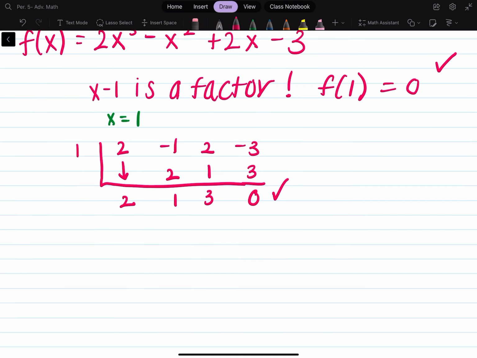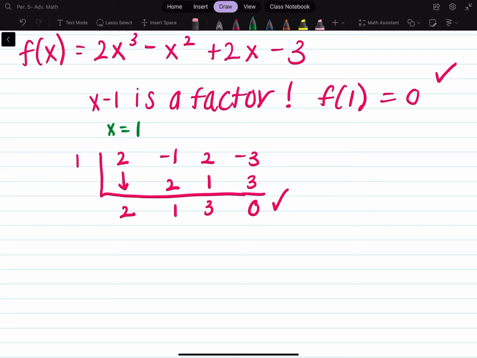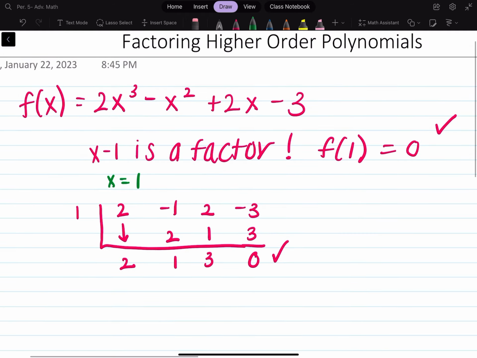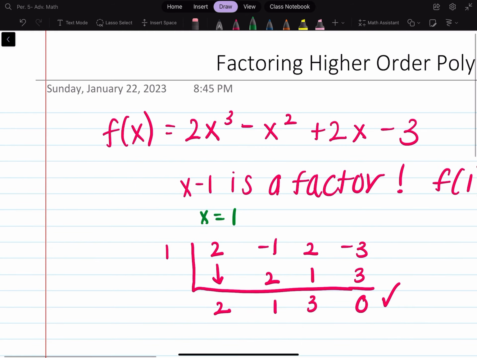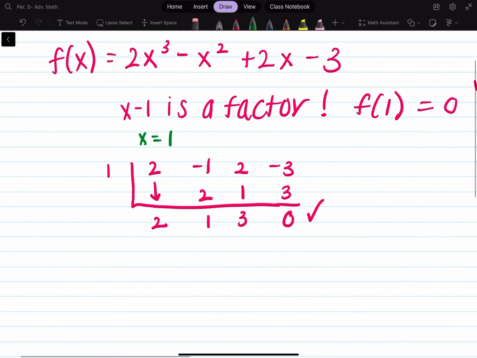So now that you have this, you can go ahead and rewrite these terms. Remember, you're going to take 1 less than the original degree. So if I start off with a 3, then my factored form is going to be a squared. So this is going to be 2x squared plus x plus 3. And that right there is my second factor.